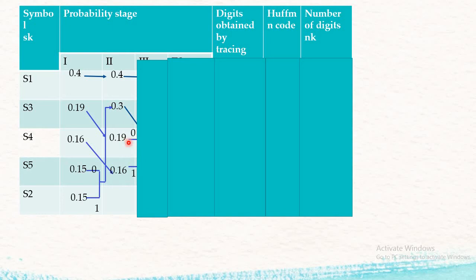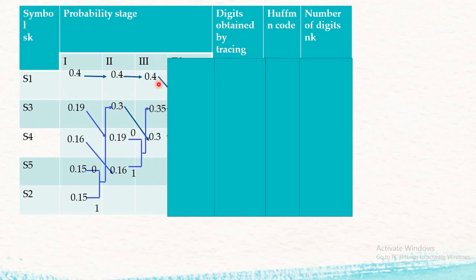The second last is assigned a 0, the last one is assigned a 1. We take their addition, 0.19 plus 0.16 comes out to be 0.35. So where will this 0.35 go? It will go in between 0.4 and 0.3, and the first position is also occupied by 0.4 only.